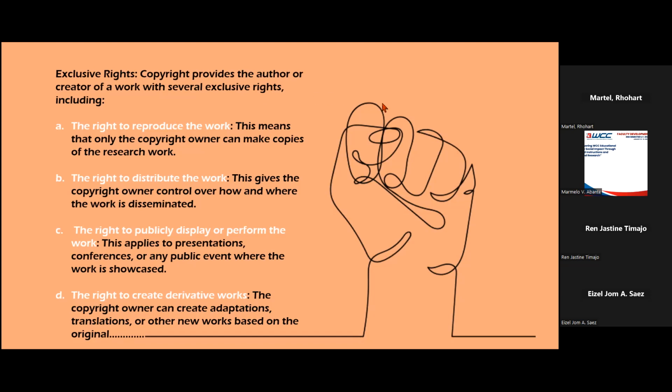And the fourth one is the right to create derivative works, which affects the showcase of the work depending on how the author wants it. So the copyright owner can create adaptations, translations, or other new works based on the original. So next po.